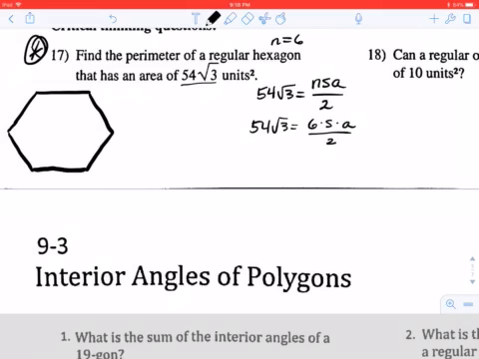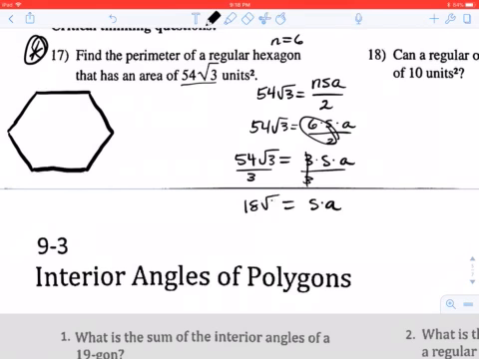Now, before I talk about this confusing part, let's simplify the 6 and the 2. So that's going to become 3 times the side times the apothem equals 54 square root of 3. And then I can divide both sides by 3, right? So right now I have that the side times the apothem is equal to 18 square root of 3. Problem is I don't know what either of those are.